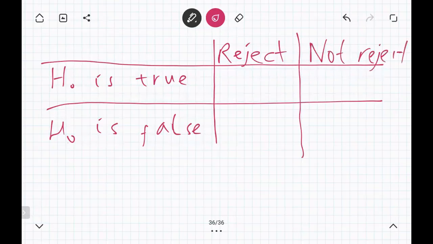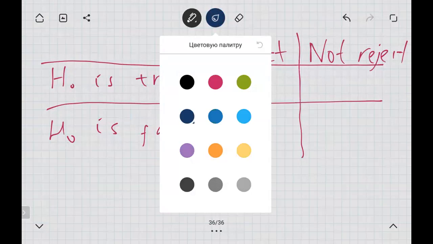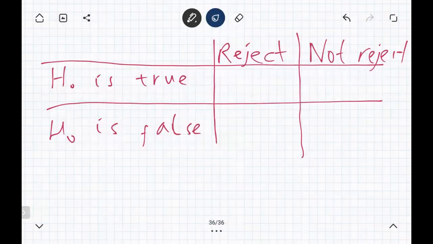If our null hypothesis is true and we rejected it, we made an error, right? Because we rejected the true thing. It was correct, it was good, it was true, and we rejected it. And it's called type 1 error. We are making a type 1 error when we are rejecting a true hypothesis. So for example, your friend came to you and told you something which was true, and you called him a liar. That's the type 1 error.